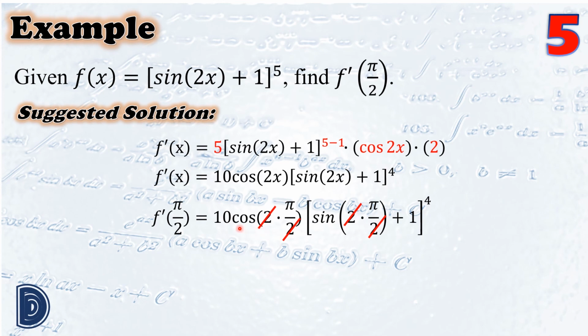This time we can evaluate cosine pi, and that is equal to negative 1. So we have cosine pi equal to negative 1, and sine pi is equal to 0. And then we have 10 times negative 1 is negative 10. 0 plus 1 is 1, and 1 raised to the 4th power is 1. So we have negative 10 times 1. Finally, we have f prime of pi over 2 is equal to negative 10.